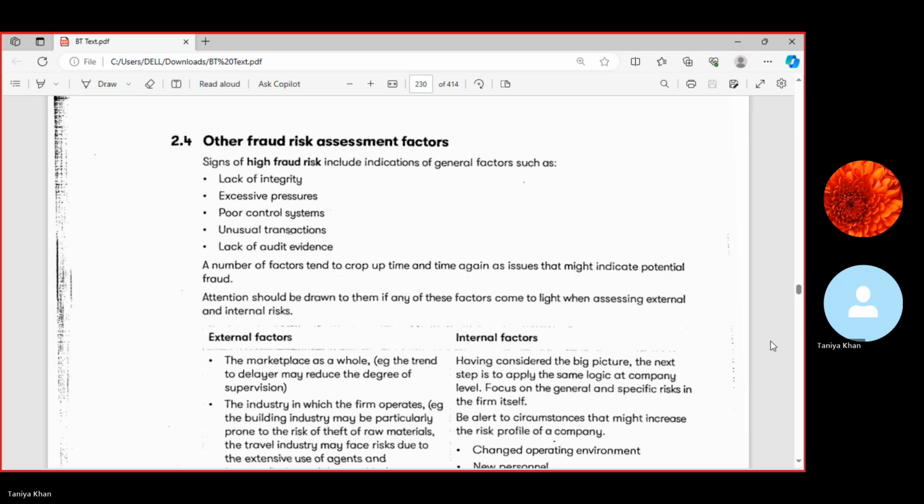Then unusual transactions. An unusual transaction means a transaction of a very high amount which the company does not normally incur. Suddenly a very huge amount of transaction is incurred by the company. So this is something which is unusual. Then lack of audit evidence. We know audit is the re-examination of books of accounts which are prepared by the accountant of the company.